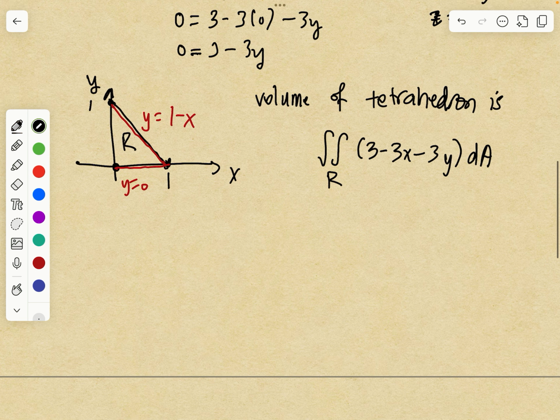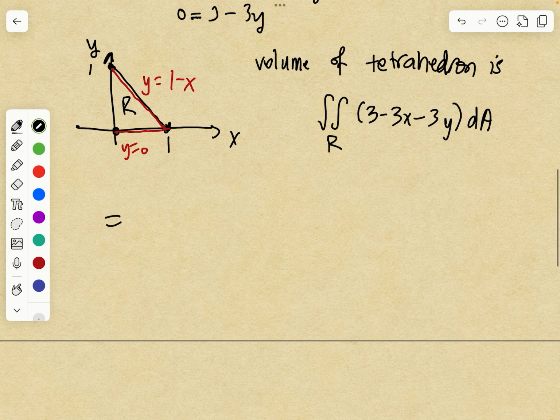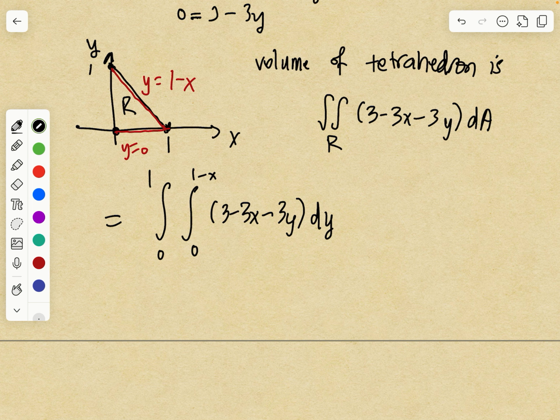So now we can set up this double integral as an iterated integral. You first integrate from 0 to 1 minus x with respect to y, and then you integrate with respect to x, and x goes from 0 to 1.